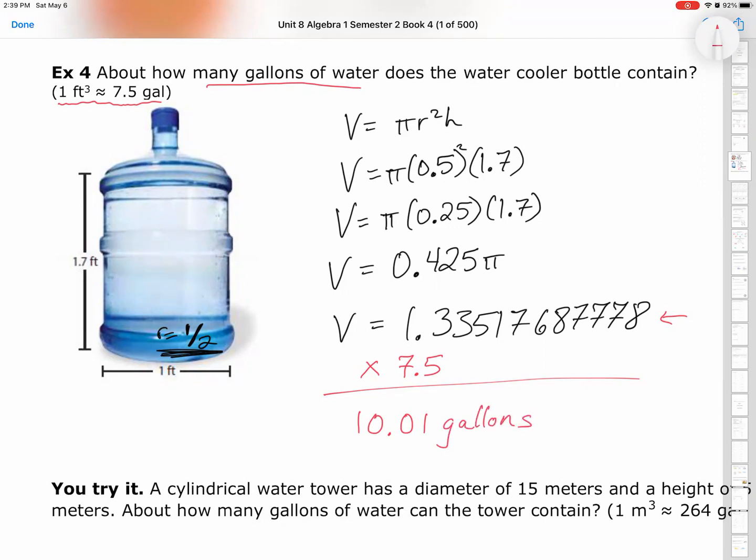So even if you put 10 gallons, I would take that. Okay. Go ahead, feel free to pause the video if you have any questions. Again, this is in terms of the cubic feet. So this is our feet cubed part. But the question is really wanting how many gallons there are. And that's why we had to multiply by the 7.5.